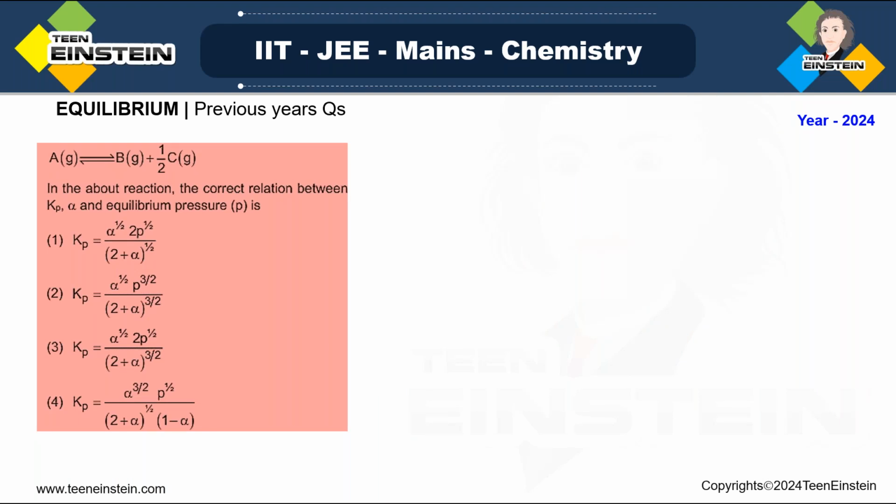So this question is from 2024, but it is also repeated in 24, because previously it was also there in 2022. Here the equation is A is converted to B and half mole of C: 1 mole of B, 1/2 mole of C.